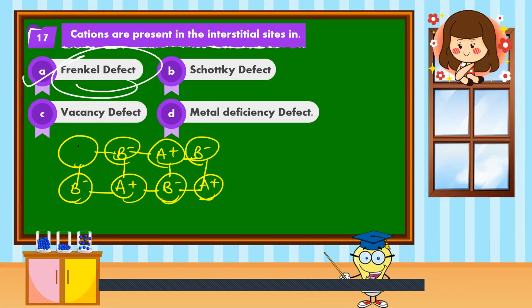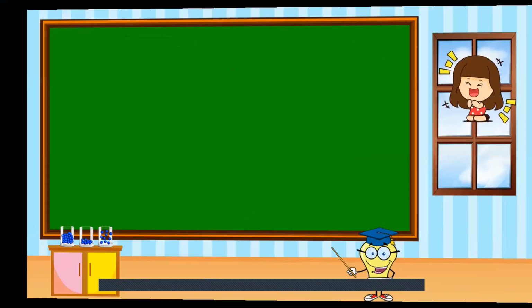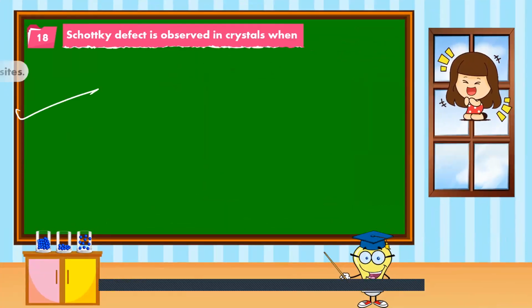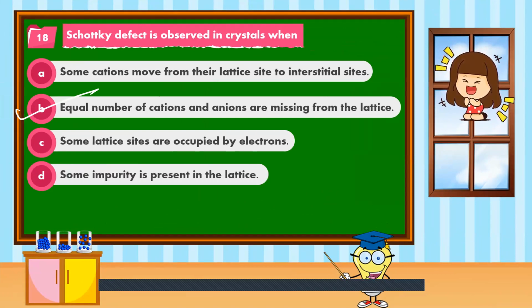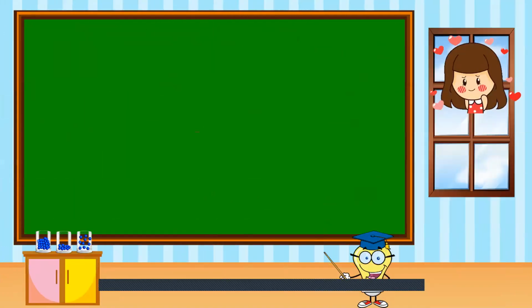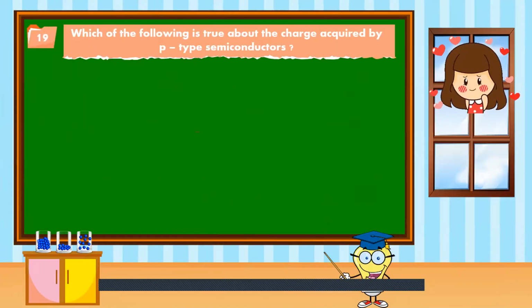Now, if this A plus is missing and B minus is also missing, then empty spaces are just left to maintain electrical neutrality, to maintain the stoichiometric ratio. These types of defects we call Schottky defects. What do you mean by Schottky defect? Equal numbers of cations and anions are missing from their lattice sites. We call it a Schottky defect.